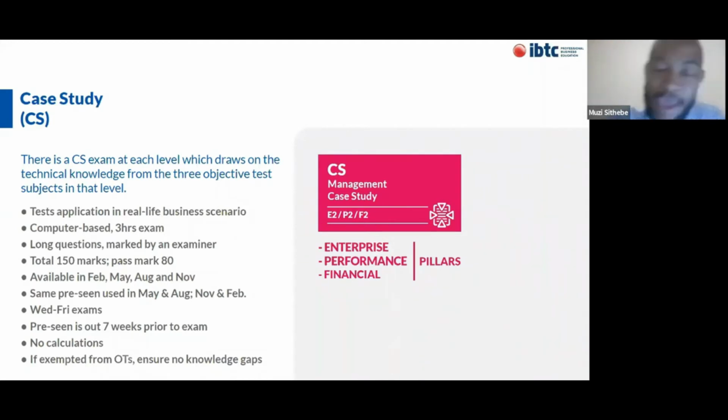And like we basically said before, if you have been exempted from the objective test, it's important to make sure that there are no knowledge gaps. That way you'll actually be able to perform optimally in the exam, because you are being examined as if you have gone the conventional route and actually attempted and passed all the underlying objective tests that feed into that particular case study.